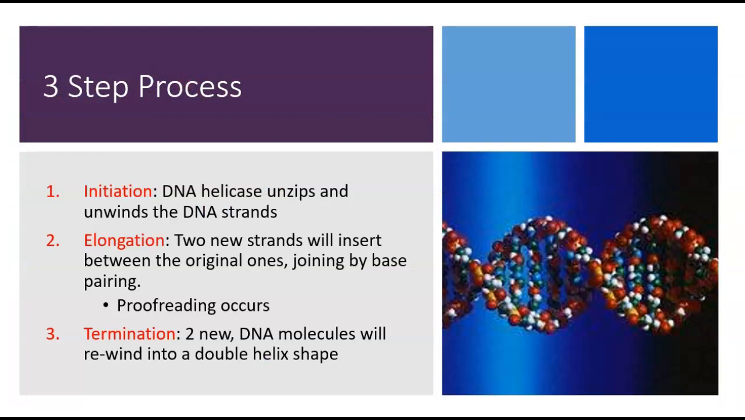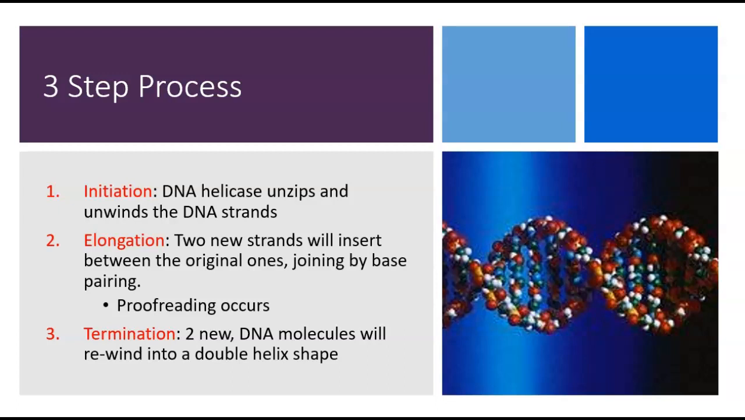There are basically 3 steps to this process. Initiation, which is when the DNA helicase unzips and unwinds the DNA. Elongation, which is when the 2 new strands come in between the original ones and then join by base pair rules. This is also where proofreading occurs. And then termination, when the 2 new DNA molecules will rewind themselves back up into that double helix shape.